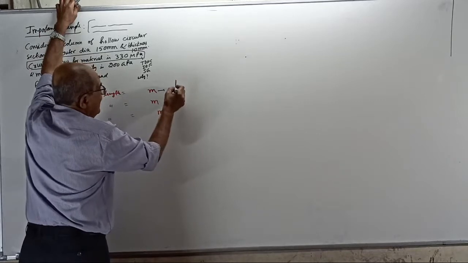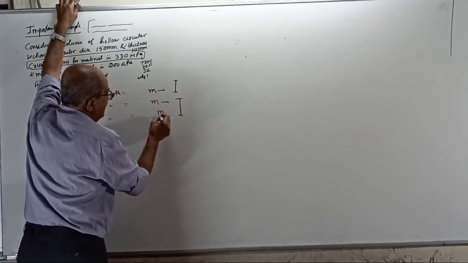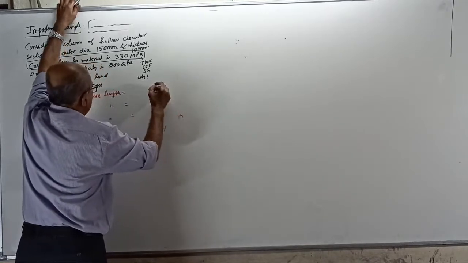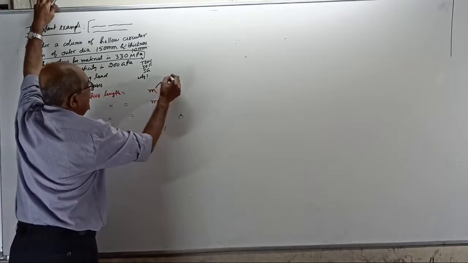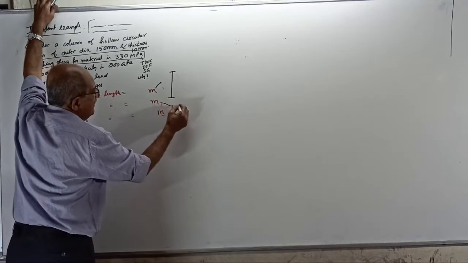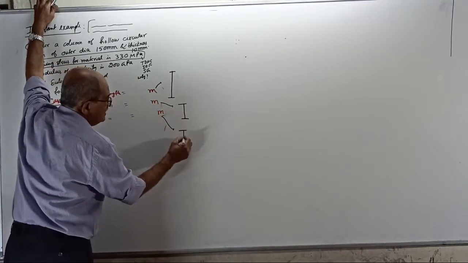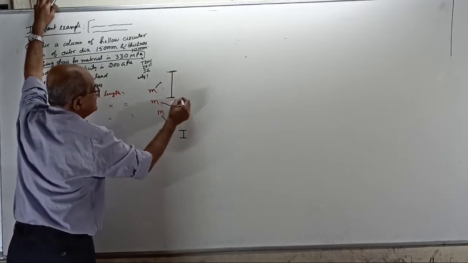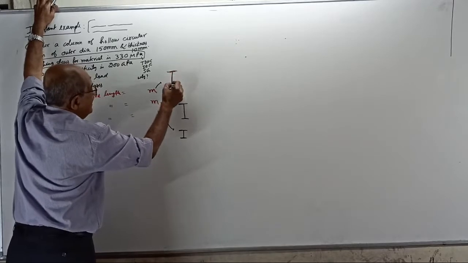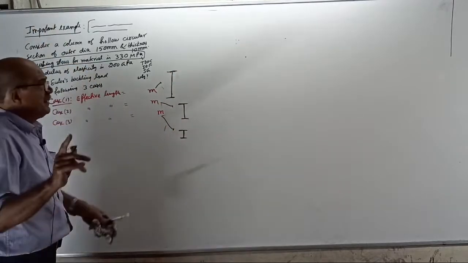Now, here length is smaller. For this one, effective length is bigger. Here, effective length bigger means the column is quite bigger. Here the column is a little shorter. Here the column is very, very short. I am not putting end conditions because we don't know end conditions. Here bigger, here medium, here smaller. That is the purpose.